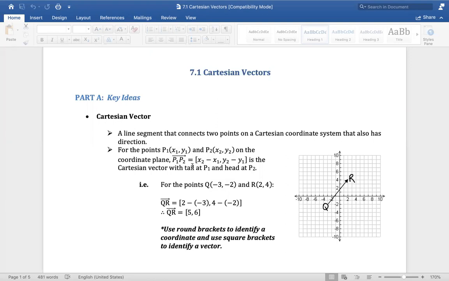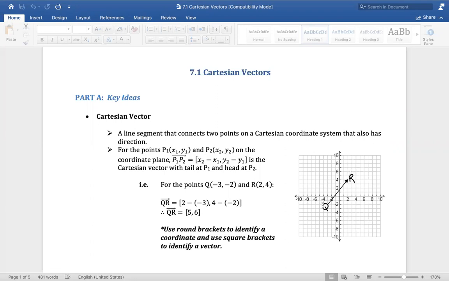To calculate that, I subtract my X's and I subtract my Y's, my differences in my X's and my differences in my Y's. Though I have to start with the coordinate from P2 and subtract P1 from it. So it has to be the second point first minus the first, and that is the Cartesian vector with the tail at P1 and the head at P2. So you start with the head minus the tail, the head minus the tail.